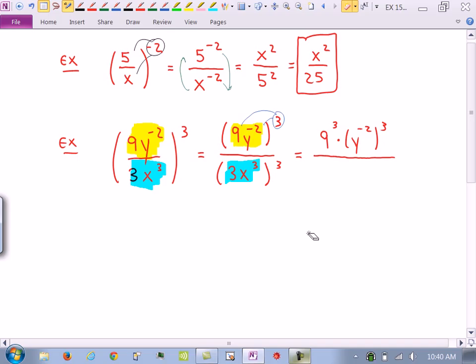What can I do on the bottom? What property do I have here? It's product to power again, right? So I'm going to be able to take that power up top, the 3, and apply it to the 3 and to the x to the third. So it'll be 3 to the third, right? And then in parentheses, x to the third again.